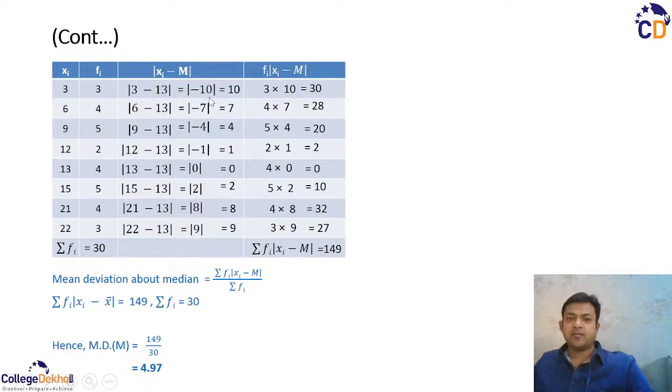On getting this, we take the modulus of these numbers. We get 10, 7, 4, 1, 0, 2, 8, and 9. Multiply this with frequency to get the next column. Let me know if you have any questions.